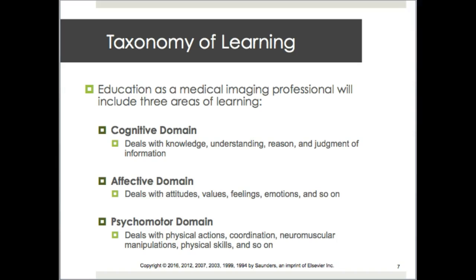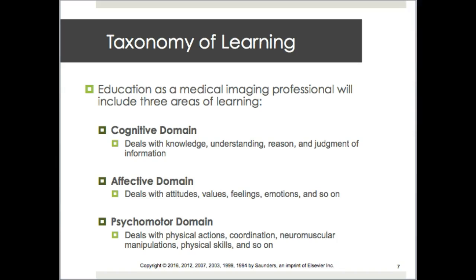So the cognitive deals with knowledge, understanding, reasoning, and judgment, whereas affective deals with attitudes, values, feelings, emotions, all the touchy-feely stuff. And then your psychomotor deals with the physical actions, your coordination, physical skills, neuromuscular manipulations, so your actual tangible skills. So we actually go in and take a look at you and make sure that you are able to treat the patient in an effective manner by looking at your cognitive, your affective, and your psychomotor.